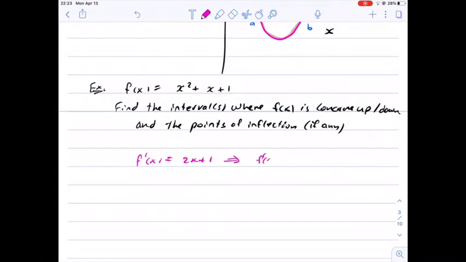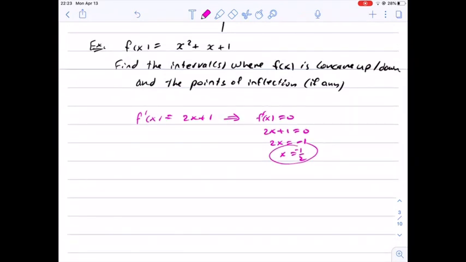And then we find the critical point. So f prime of x, we make it equal to 0. 2x plus 1 equals 0. And that means 2x equals negative 1. And then solving for x, we get negative 1/2. This is a critical point. Now we find the second derivative. The second derivative is 2. We don't have x here, so we can't set the second derivative equal to 0. This is impossible.